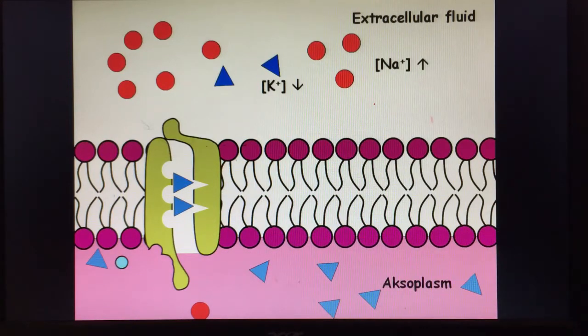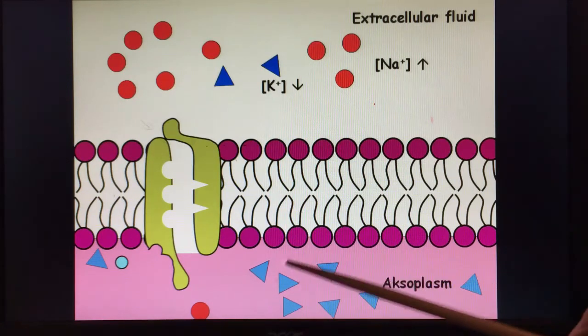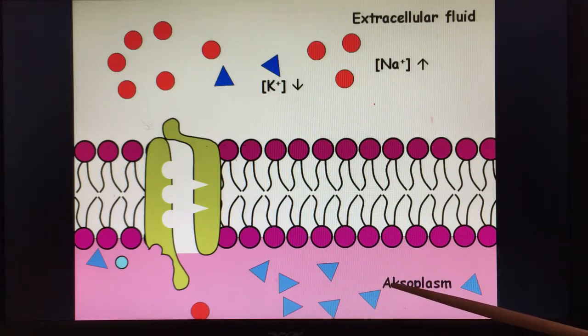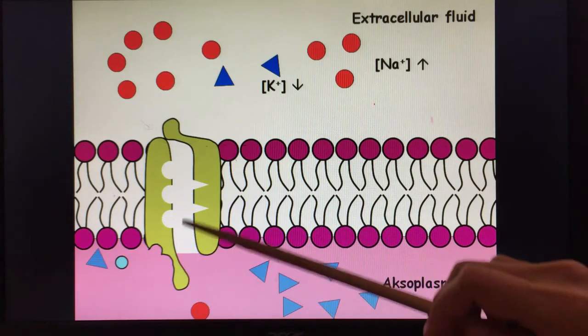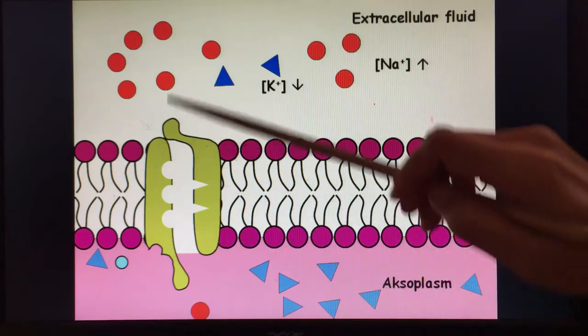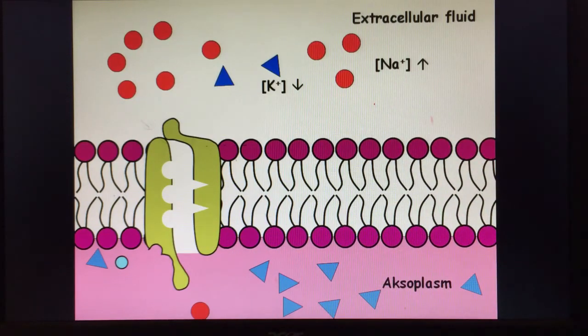cell, increasing the concentration of potassium ion inside the cell. So now the protein can transport another 3 sodium ion outside the cell. Process will be repeated. So this is the summary of the sodium-potassium pump.